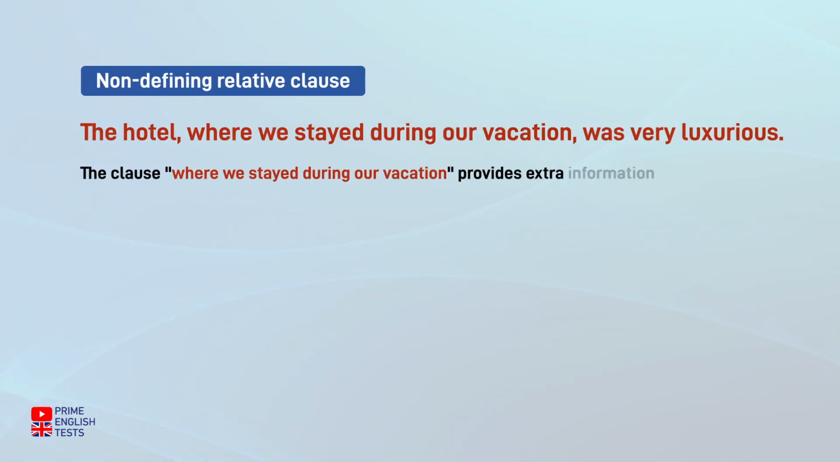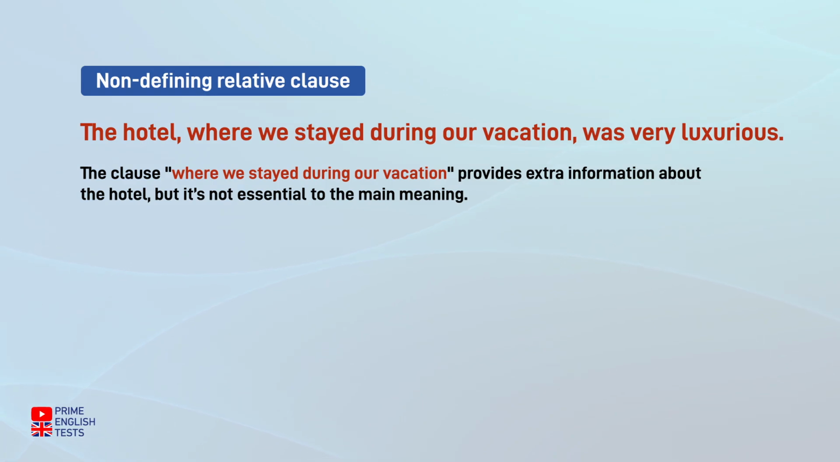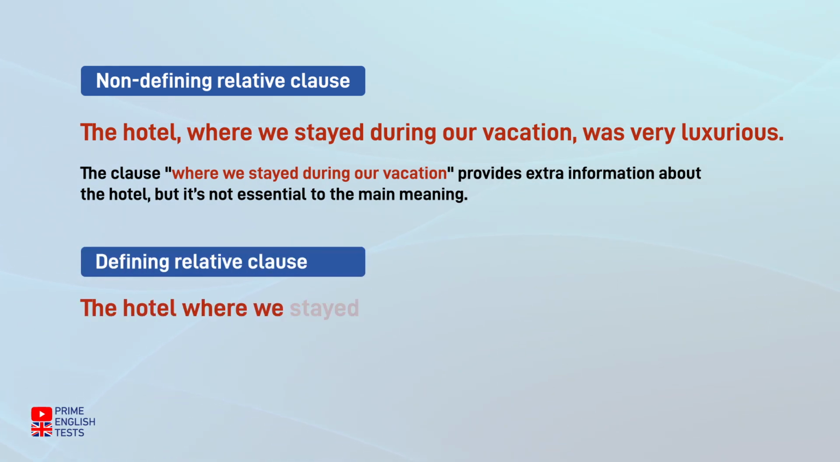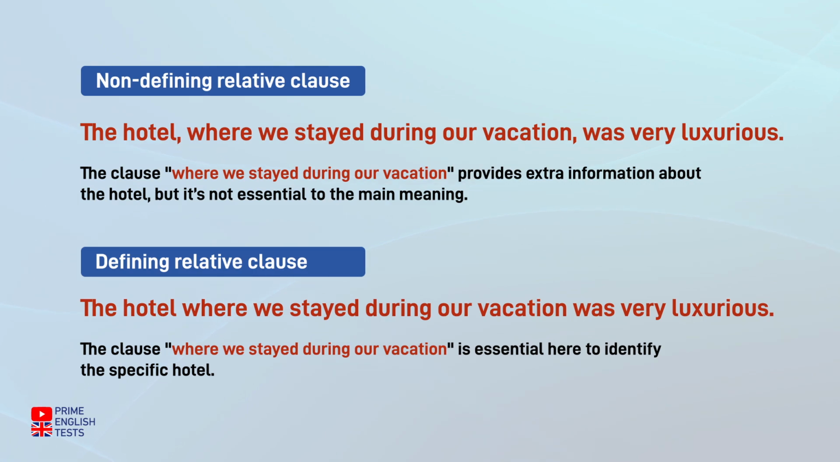The hotel, where we stayed during our vacation, was very luxurious. The clause "where we stayed during our vacation" provides extra information about the hotel, but it's not essential to the main meaning. The hotel where we stayed during our vacation was very luxurious. The clause "where we stayed during our vacation" is essential here to identify the specific hotel.